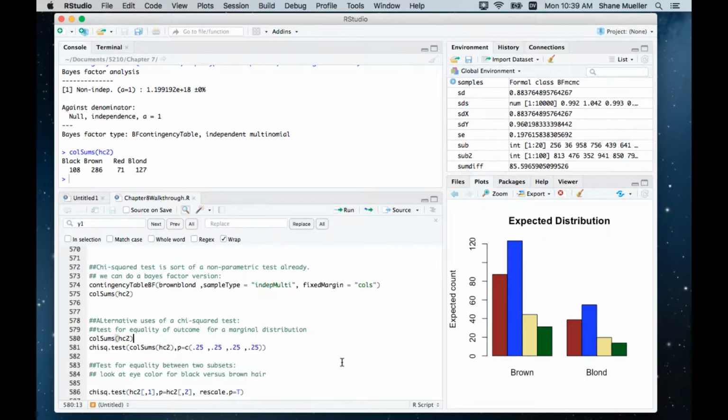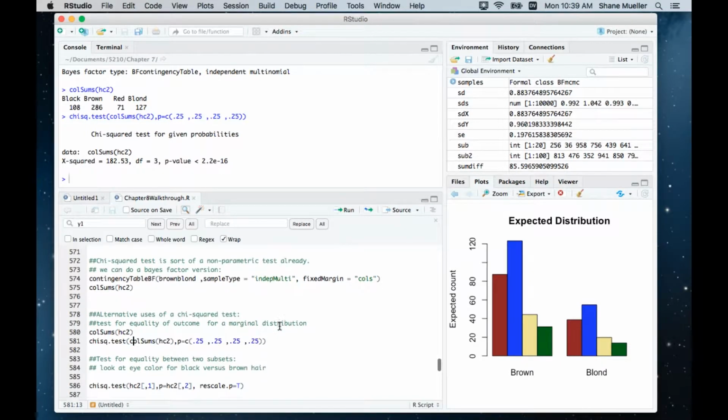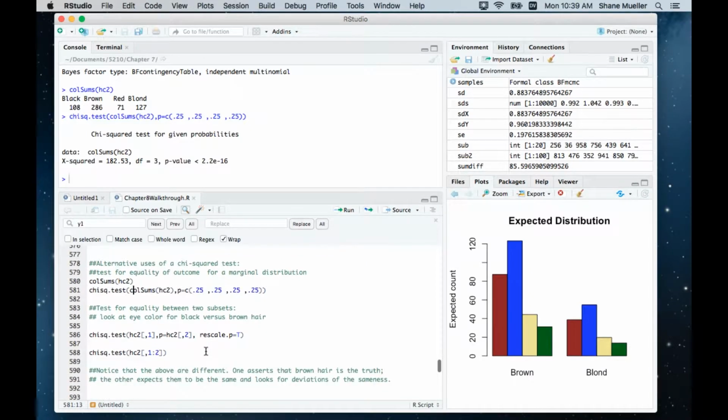And so we can fix P to be equal like this. And here the test is going to have a chi-squared value of this, and it's going to be significant. So there's evidence that hair color is not equally likely across different groups. This is just what we did above.